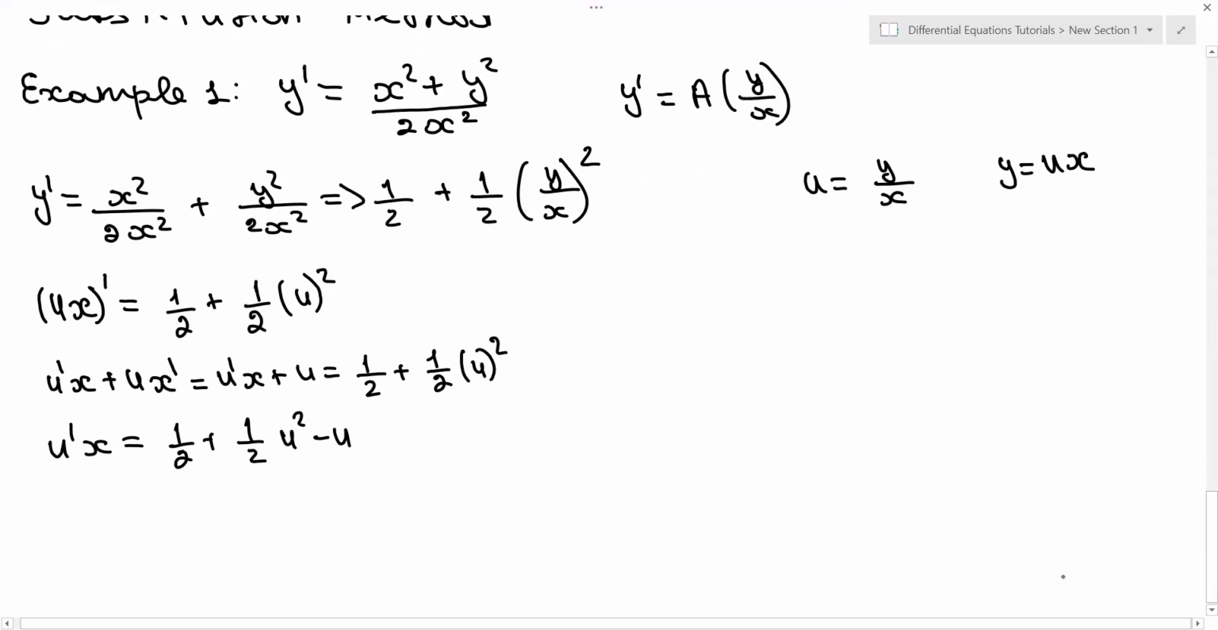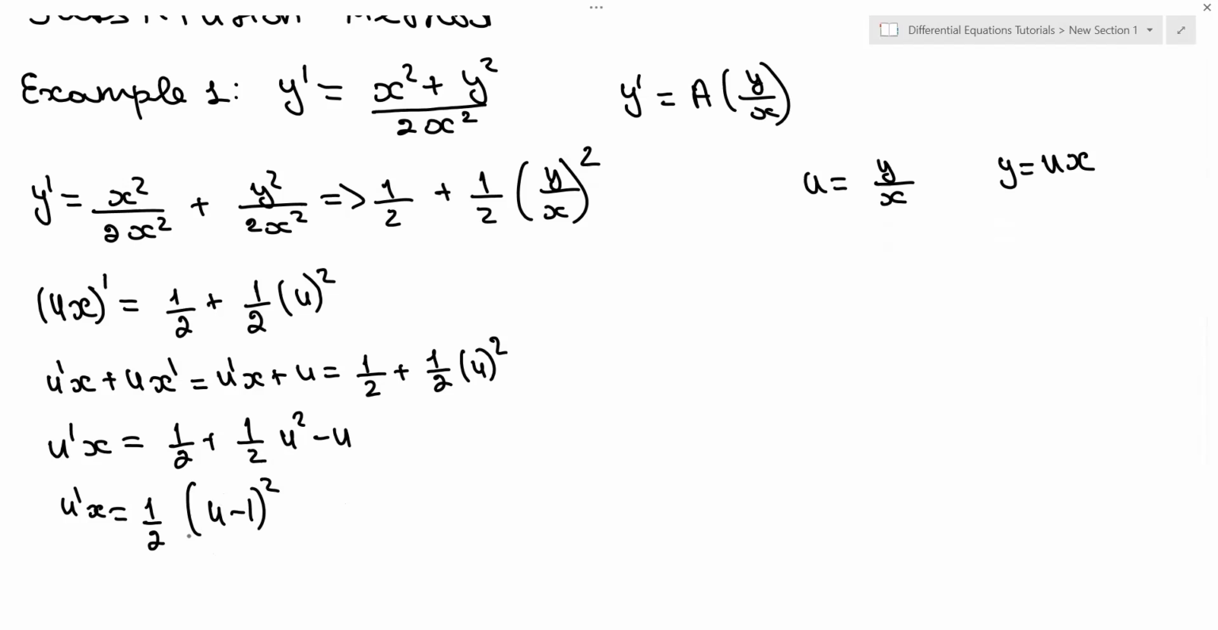And we can do something like this. U prime x is equal to, from basic factorization, you know that this is equal to 1 over 2 times (u minus 1) squared, because it will be u squared minus 2u plus 1, which is (u minus 1) squared. If we open this, we will get this one. From this, now it becomes a separation of the variables.